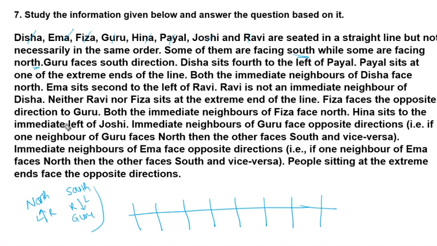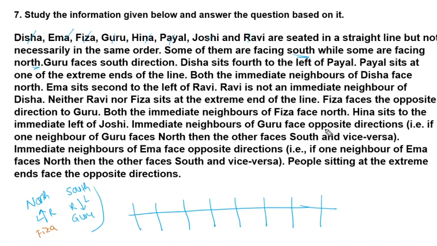Pisa faces the opposite direction of Guru. So we already know that Guru is facing south, which implies Pisa should face north according to the information. Both the immediate neighbors of Pisa are facing north. Hina sits immediate left of Joshi. Immediate neighbors of Guru face opposite directions, meaning if one neighbor faces north, the other neighbor faces south.